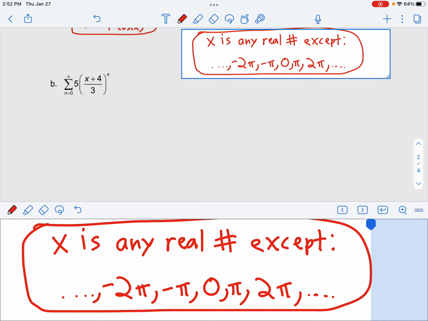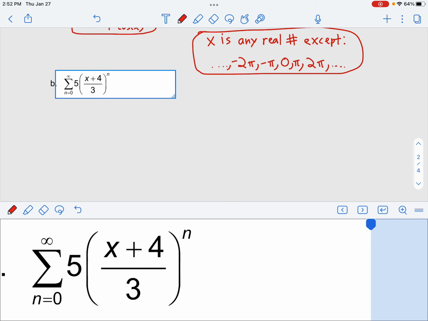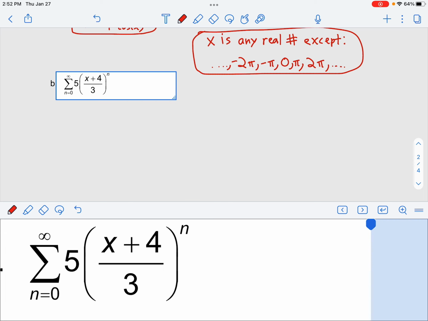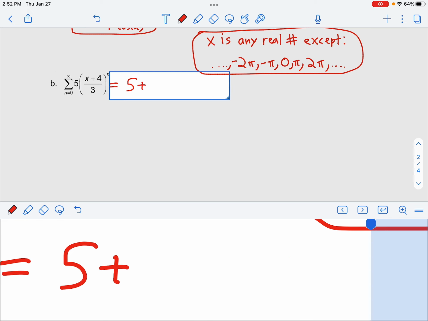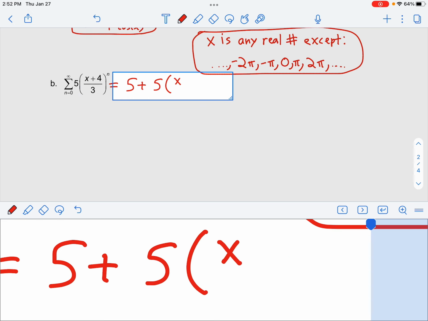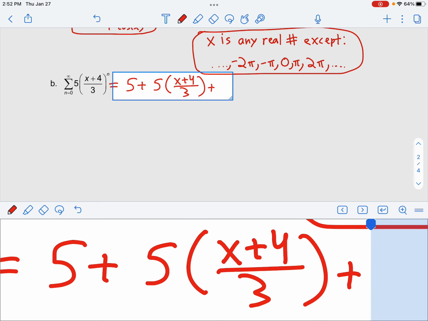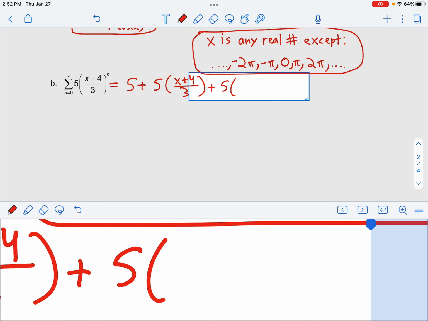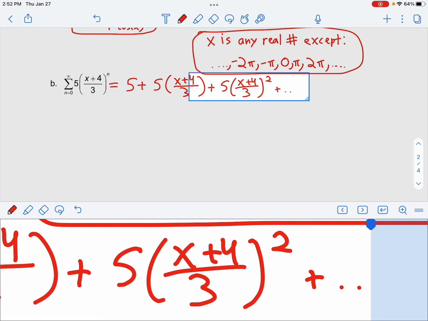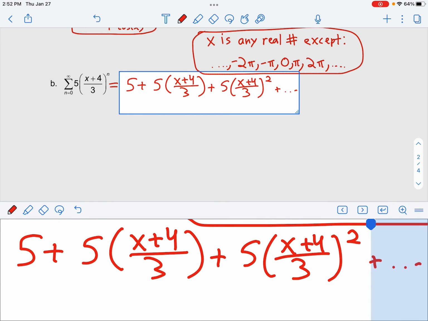Let's take a look at B. This is a good example. So what are we adding up here? 5 times the quantity x plus 4 over 3, all raised to the n power. What are some of my terms in this series? Plug in 0, I just get 5. Plug in 1, I get 5 times x plus 4 over 3. Plug in 2, I get 5 times x plus 4 over 3 squared, etc. So it looks like we're multiplying by this parentheses part every time.